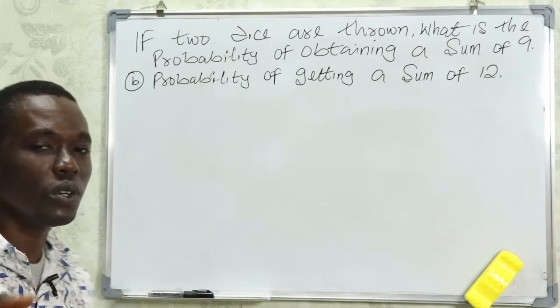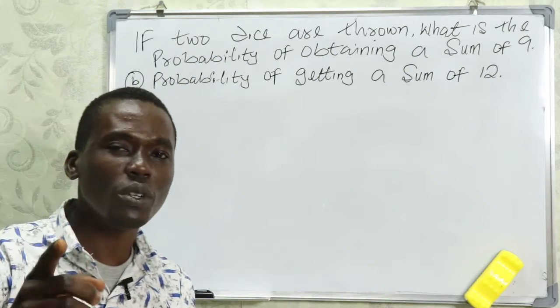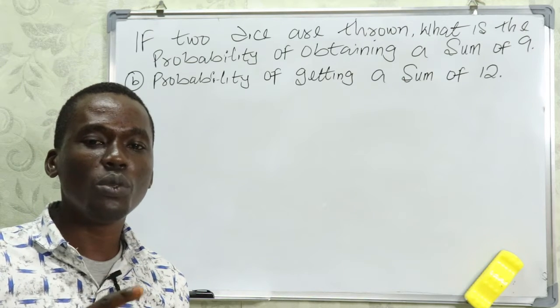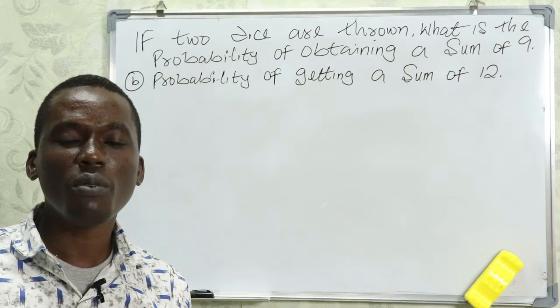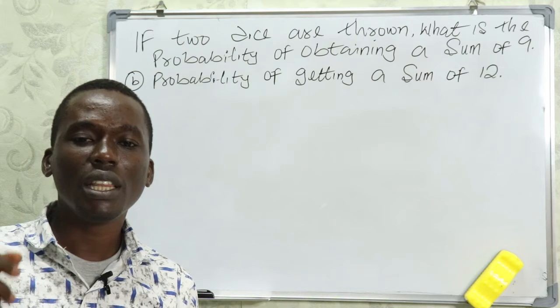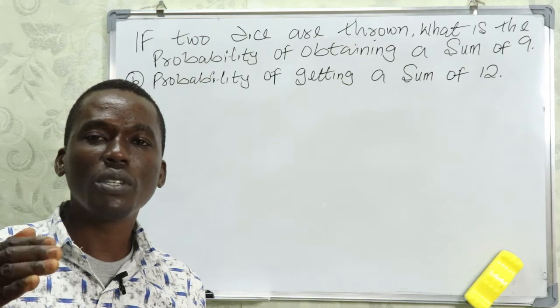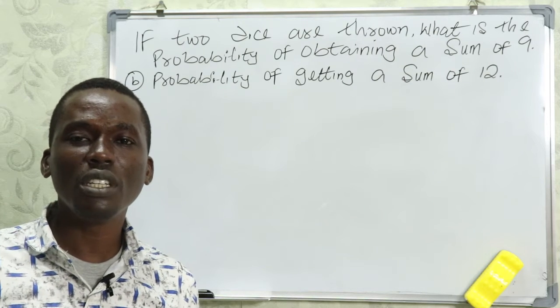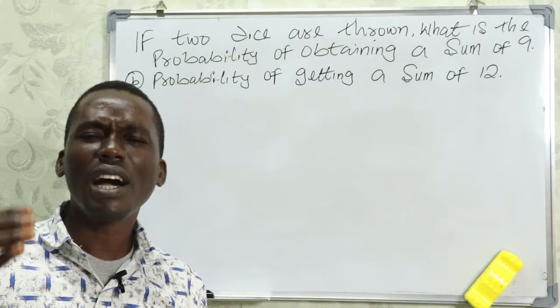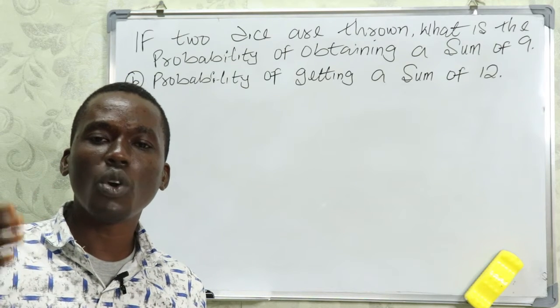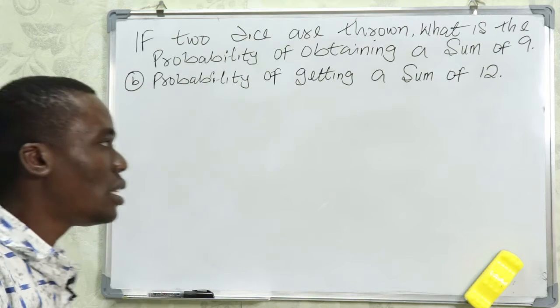We have dice 1 and dice 2, and dice 1 is made up of 1, 2, 3, 4, 5, 6 numbers. Dice 2 is made up of 1, 2, 3, 4, 5, 6 numbers. Now the first thing we need to look at is the possible outcome of throwing such dice, and we'll also look at the total outcome of throwing the two dice.